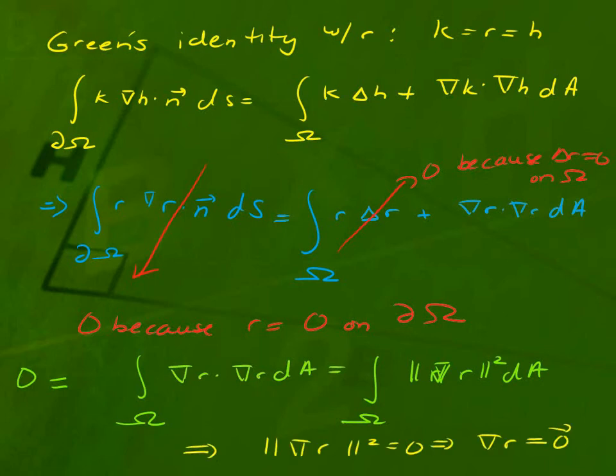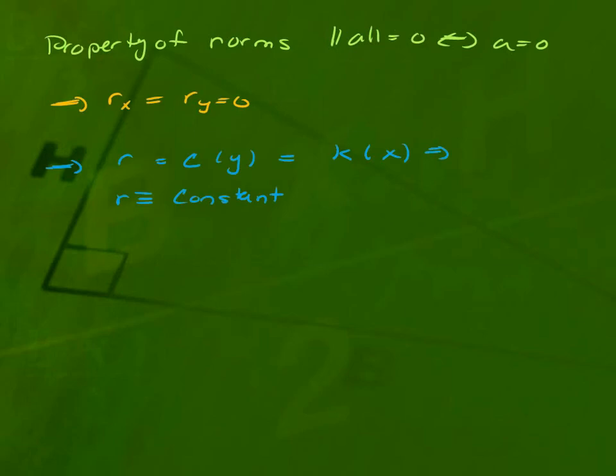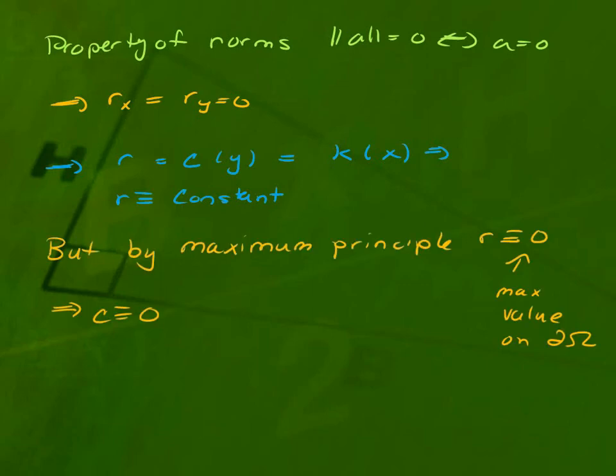But the only way a non-negative thing is equal to 0 in an integral, so the only way the area of a positive function is equal to 0, is if the function is equal to 0. And by properties of norms, that's a property of magnitude, right? The inside is equal to 0. So we have from there that the gradient of r is equal to 0. The r_x is equal to r_y is equal to 0, and then you get r is a constant. By the maximum principle, though, if it's a constant, it has to be attained on its boundary, so r is identically 0.